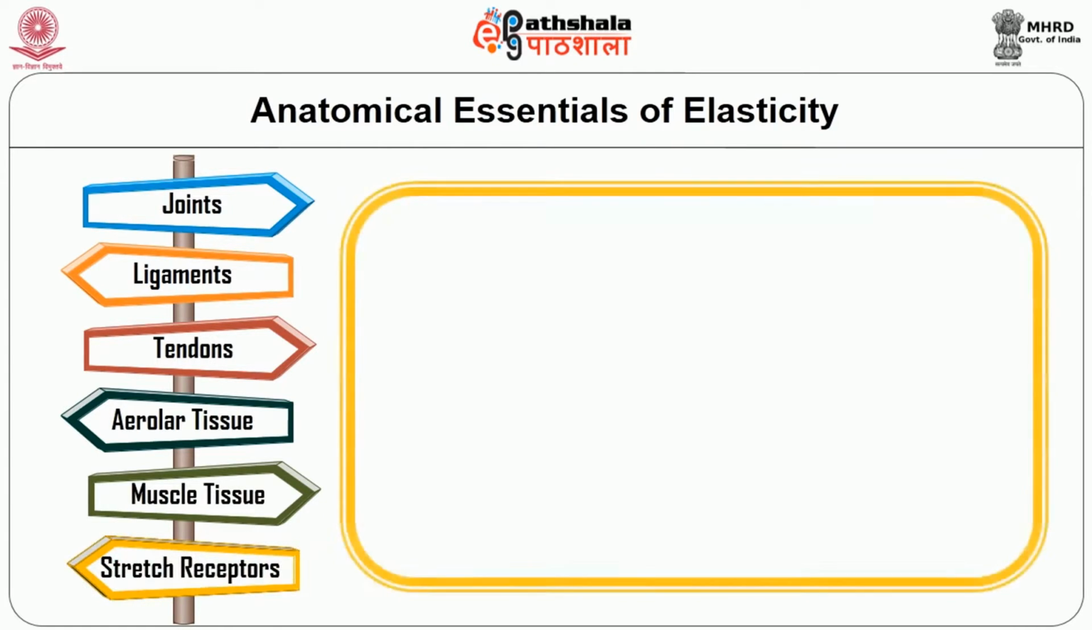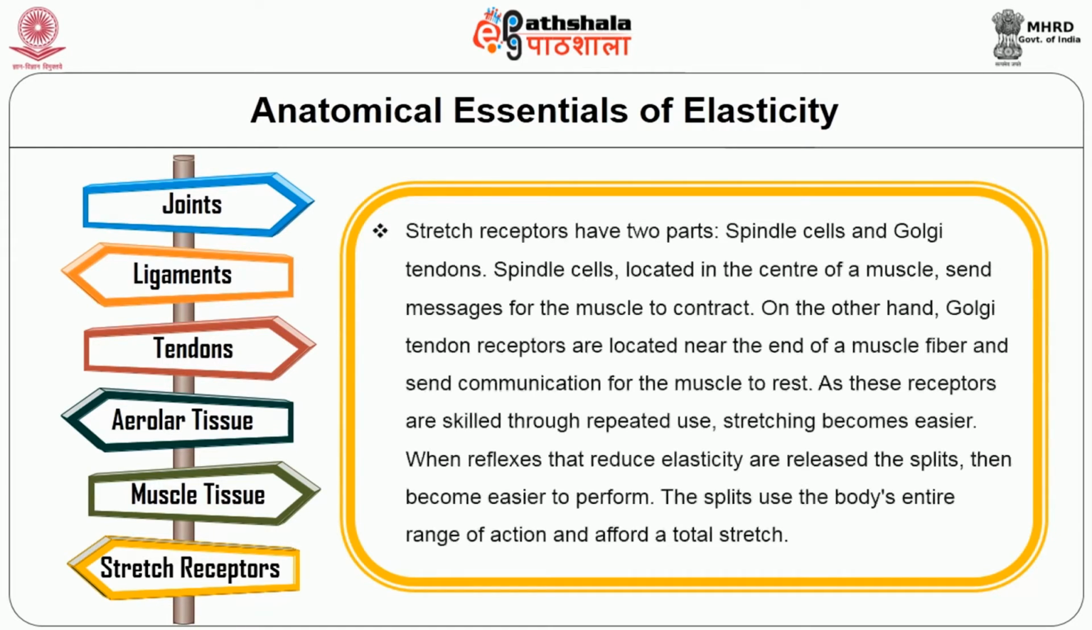So what are the stretch receptors which are present in the muscle? The stretch receptors have two parts, spindle cells and Golgi tendons. Spindle cells located in the center of the muscle send messages for the muscle to contract. On the other hand, Golgi tendon receptors are located near the end of the muscle fiber and send communication for the muscle to rest. As these receptors are trained throughout repeated use, stretching becomes easier.